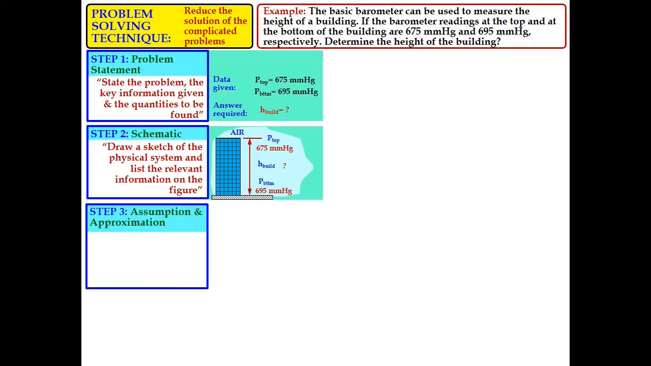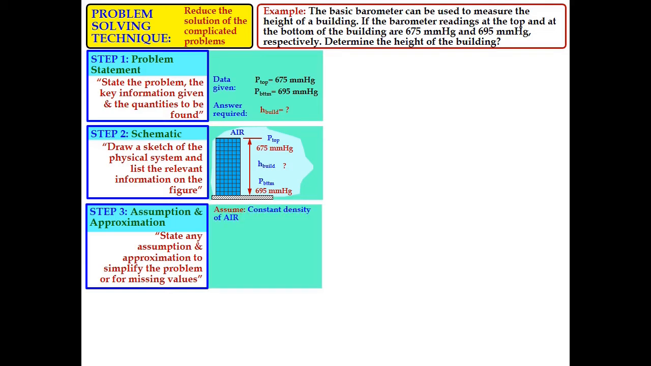Step number 3, make assumptions and approximations. You need to state any assumption and approximation to simplify the problem or to solve for missing values required by the problem. For this case, we assume constant density of air with height. Throughout the problem, any point in the air will have the same density. So that's our assumption.